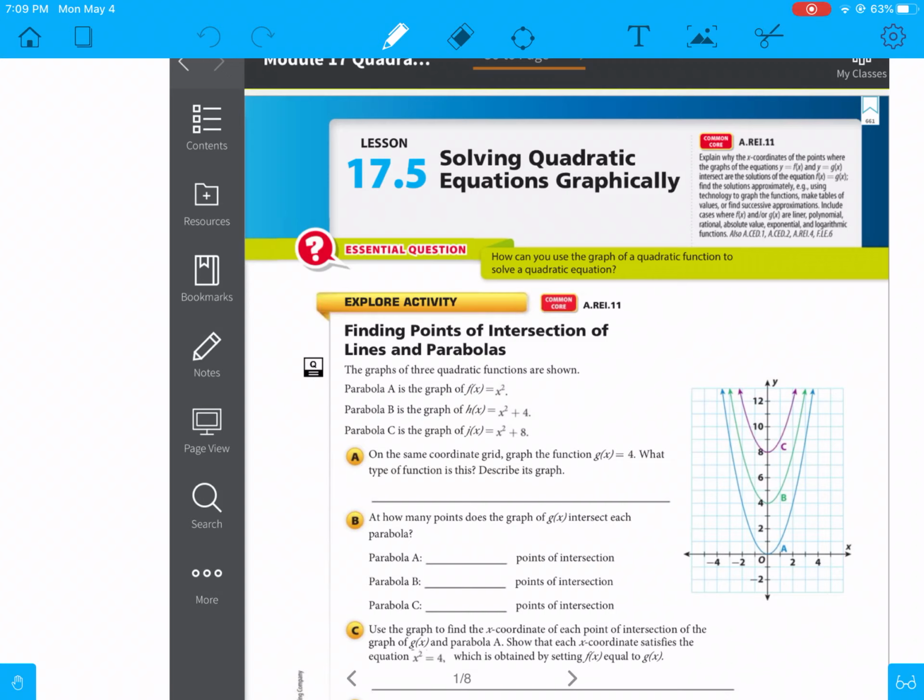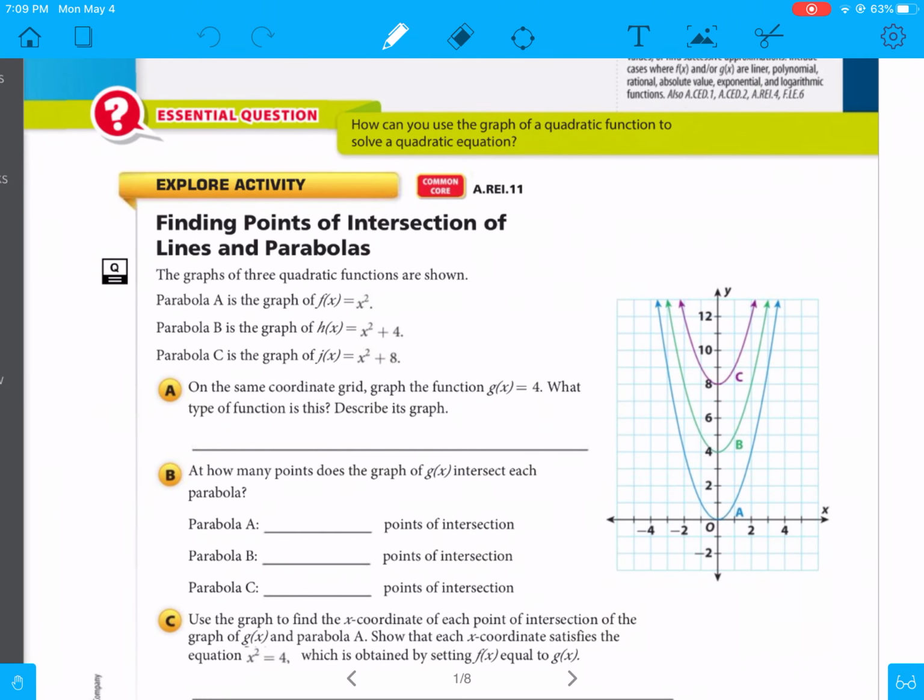Hello, today we're going to be talking about Module 17.5, which is solving quadratic equations graphically. So we can start off with this Explore activity really quick. It's got the graphs of three quadratics. Parabola A is the blue one, f of x equals x squared. Parabola B, h of x, is the green one, x squared plus 4. And then C is the purple one, x squared plus 8. So if you remember, that's just what's moving it up, those 4s.